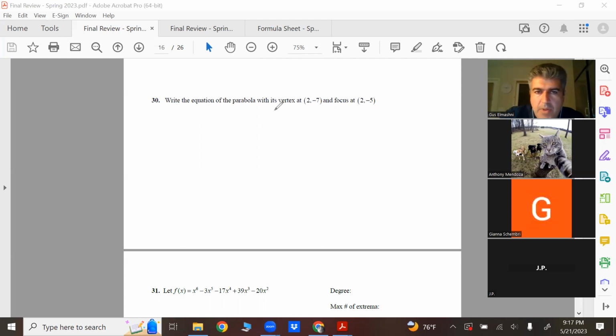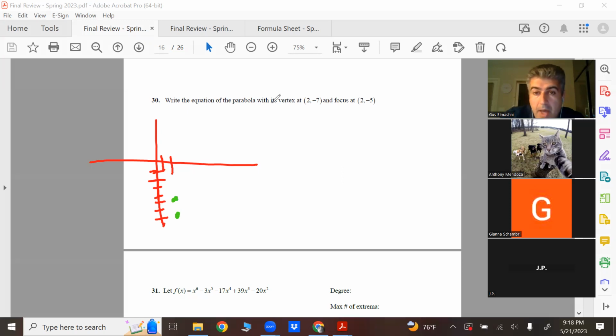So how to write the equation of the parabola with vertex 2, -7. So plot the points, like 2, -7 is right here. Guys, that's so sloppy. Sorry about that. Okay, let me do it better. 1, 2, 3, 4, 5, 6, 7. Okay. 2, -7, 2, -5.